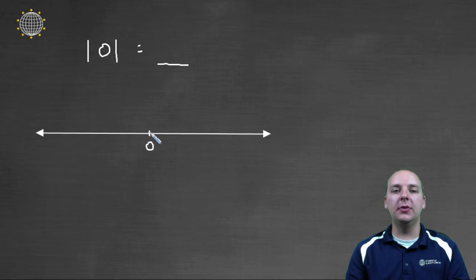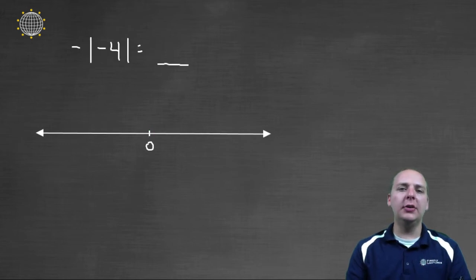If you took the absolute value of 0, then what's the distance that 0 is away from 0? Well, it's 0 units away. And so 0 is not a positive number, it's what we would call non-negative. It's not a negative number. And so that's the thing that we want to remember, is that the absolute value of a number is the distance it is away from the number 0.